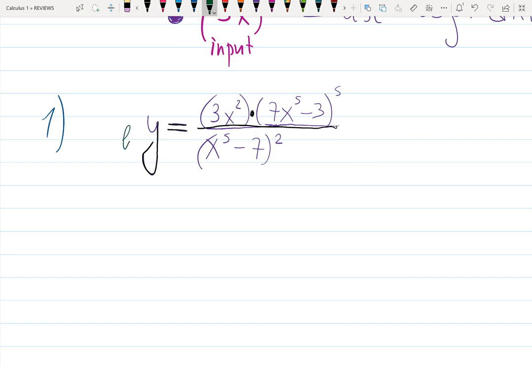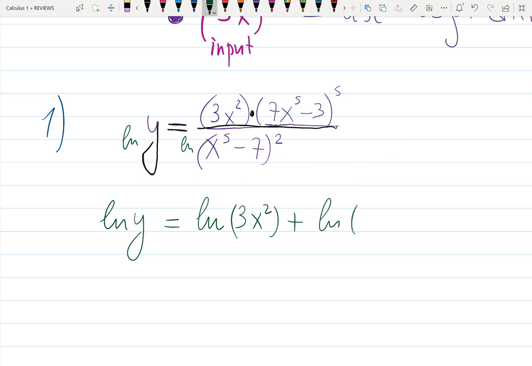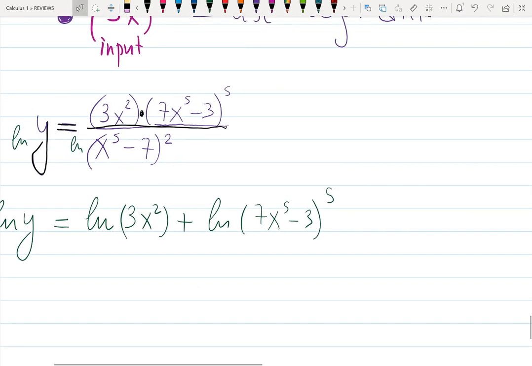Too much talking, let's just apply natural log to both sides. Then I will have natural log of y equals, and I will start working with the natural log on the right-hand side. Natural log of the product is sum of logs. So I have log of 3x squared plus log of 7x to the 5 minus 3 raised to the 5. Log of the quotient is difference of logs, and whatever is at the bottom will have a negative sign. So x to the 5 minus 7 squared will be natural log of x to the 5 minus 7 squared.